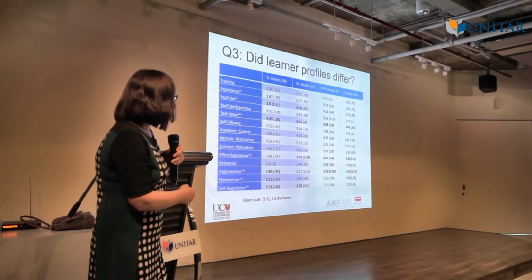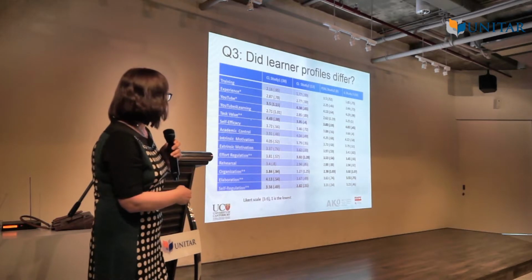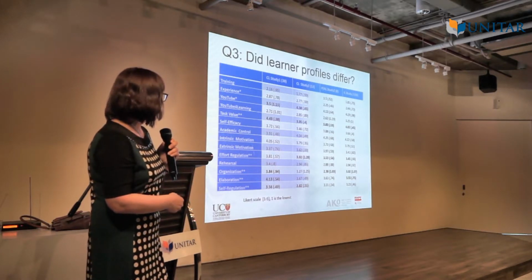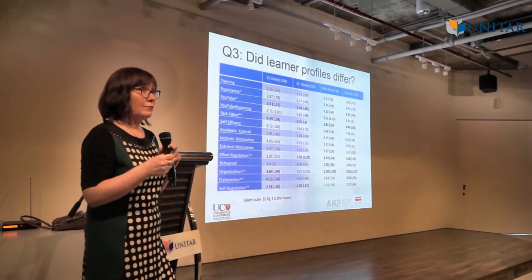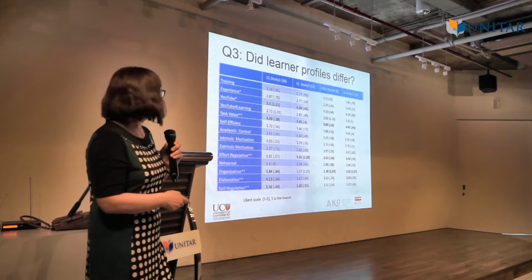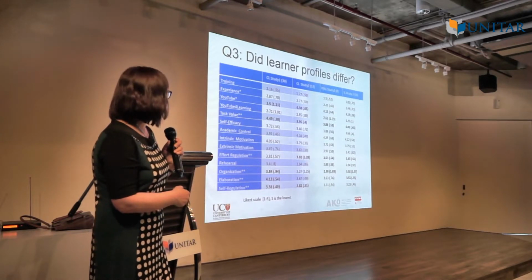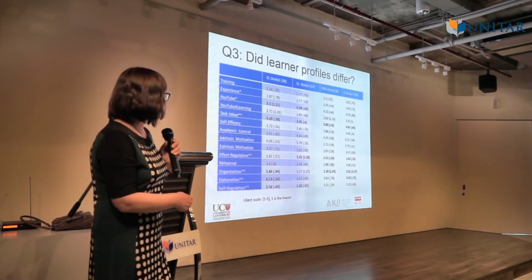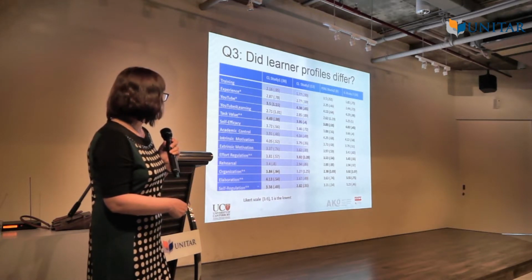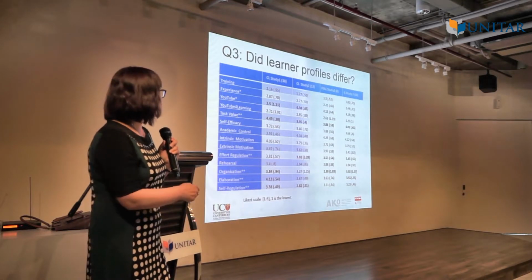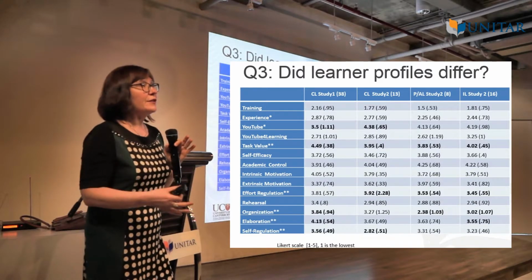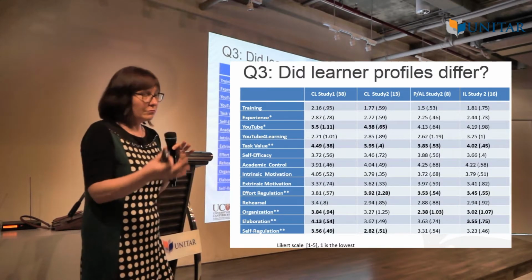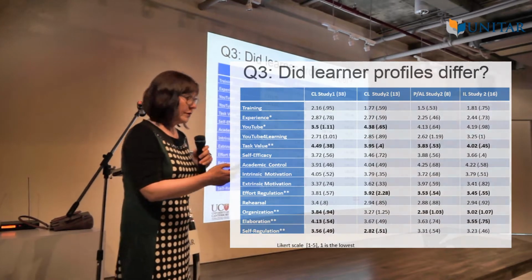Now, these rows from task value, self-efficacy, academic control, motivation, effort regulation, rehearsal, organizational operation, self-regulation. These are the motivated strategies for learning. So you can see significant differences in the case of task value, also in the case of effort regulation, organizational operation, and self-regulation. And basically, postgraduate students have higher scores. And that's because they have more experience, they have had more education over time.